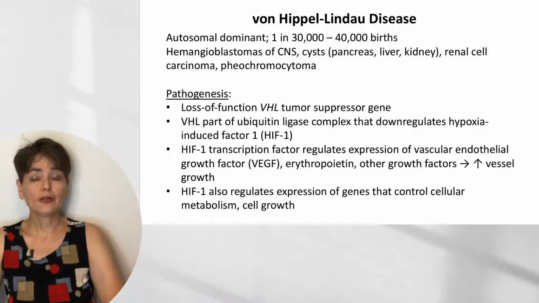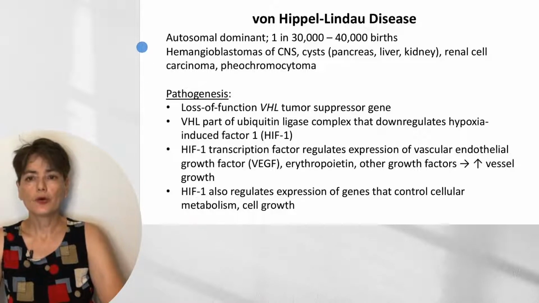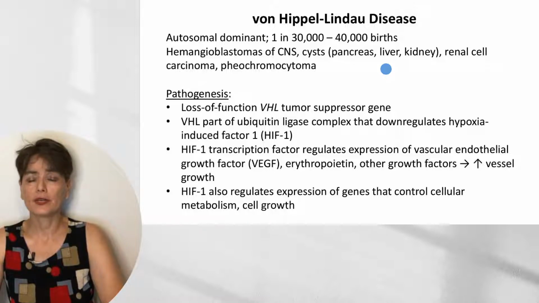All right, our final disease we're going to discuss is von Hippel-Lindau disease. This is an autosomal dominant disease. It's quite rare, 1 in 30,000 to 40,000 births, characterized by hemangioblastomas of the central nervous system, as well as there can be hundreds of cysts in the kidneys, liver, and pancreas. We can get renal cell carcinomas as well as pheochromocytomas.